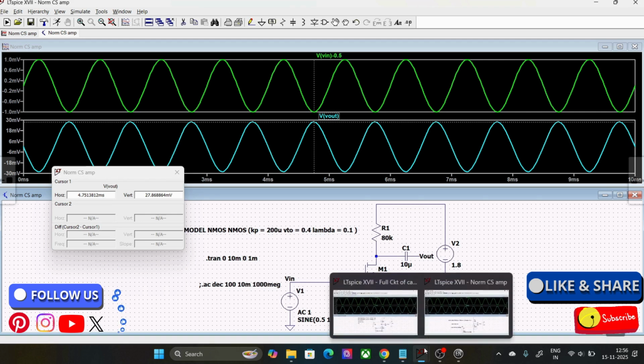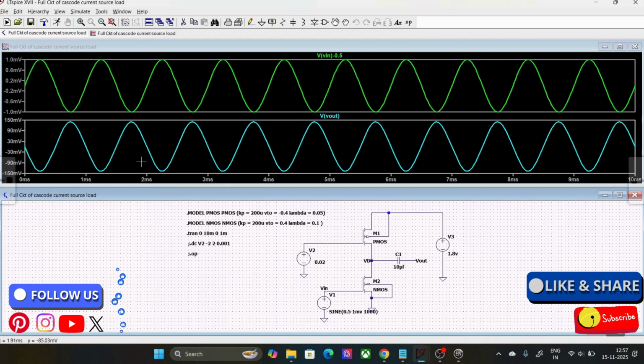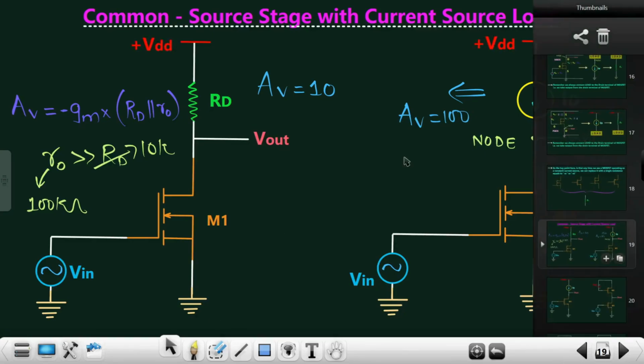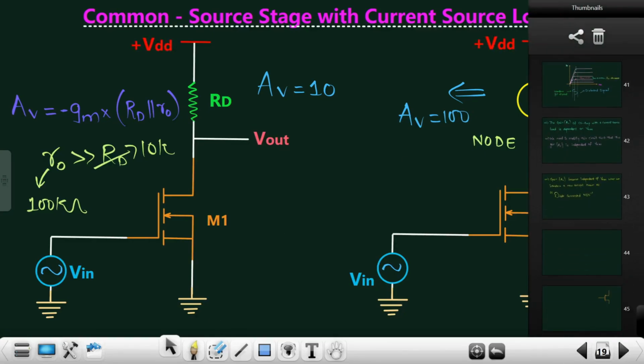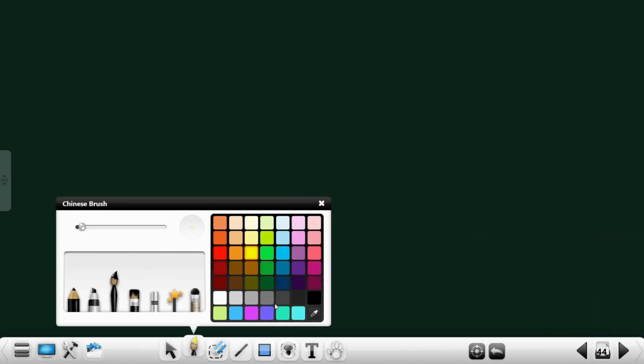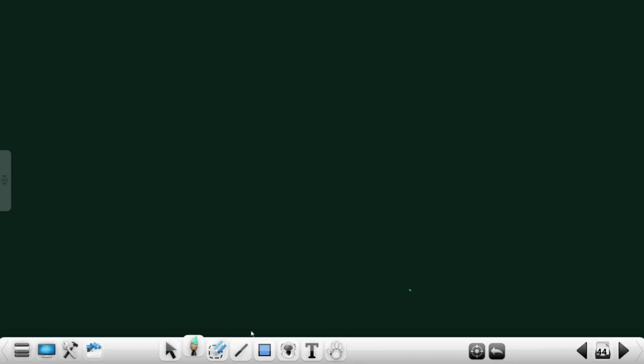In case of the CS amplifier with the current source load, we were getting a gain of around minus 133, if you remember, and over here we are getting a gain of around minus 27 or something like that. So that's the advantage we get when we deal with the CS amplifier with the current source load. Let me write the point over here. This is another conclusion that we have drawn, or rather this is the advantage of using a CS amplifier with the current source load over this normal CS amplifier.